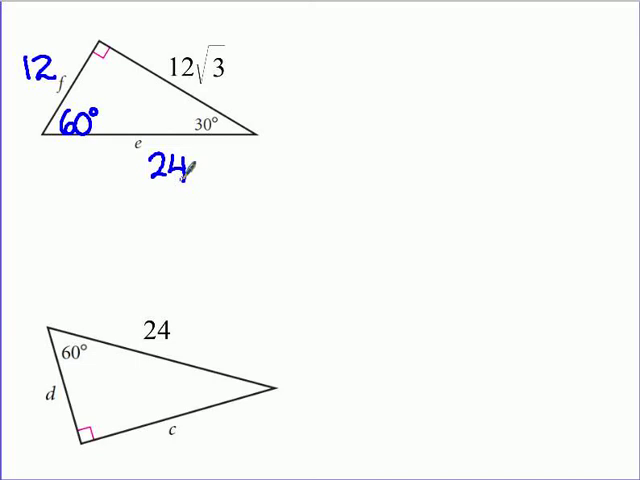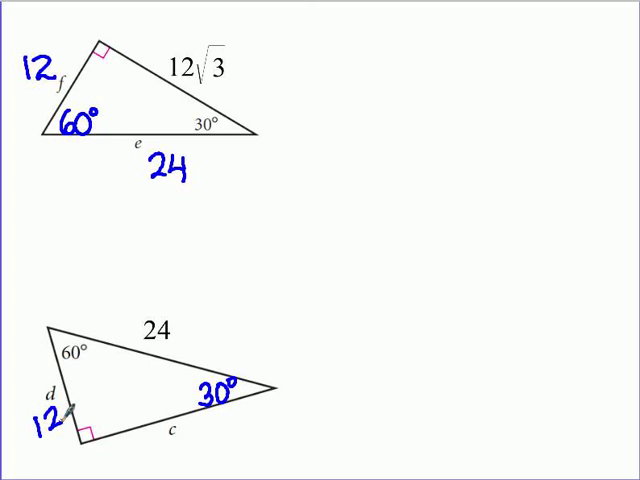So let's look at that bottom example. Okay. So the missing angle here is what? 30. What side do you know in that triangle? The hypotenuse. So what side should I instantly know? The shortest side, which is? D. Which is? 12, because it is half the hypotenuse.